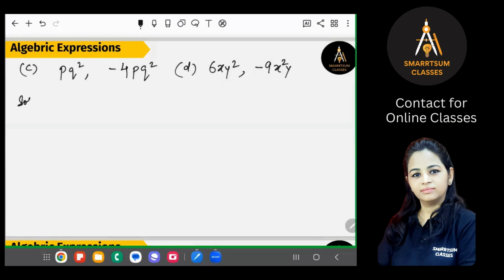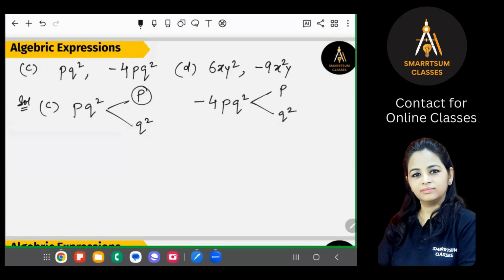So now look at these two examples, other examples. Now for this one, C part, PQ square. What are the literal factors for this? P and Q square, right? Whereas for the other term, minus 4PQ square, the literal factors are P and Q square, right? So if you can see here, P here, P here, that is same. Q square here, Q square here, that is same. So what do we have here? Same literal factors, including their powers, right? So power is also same.